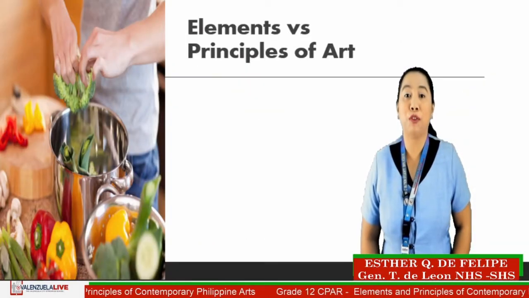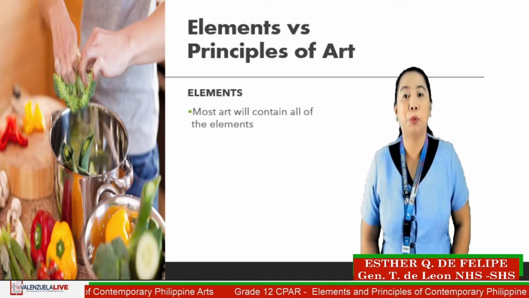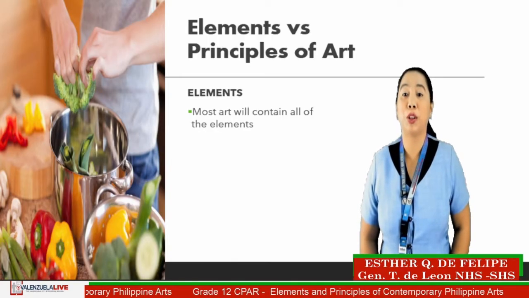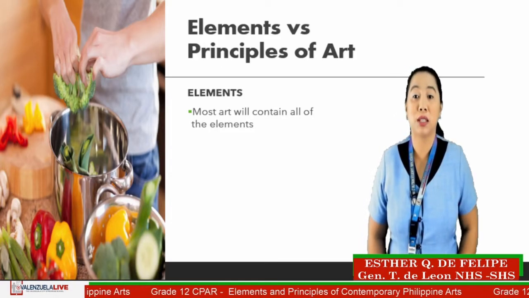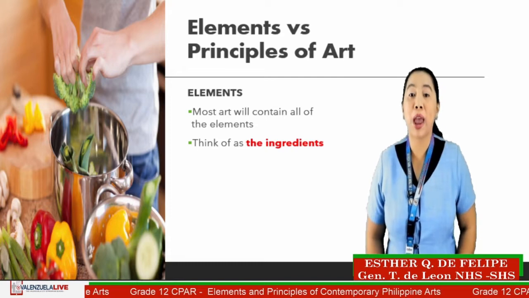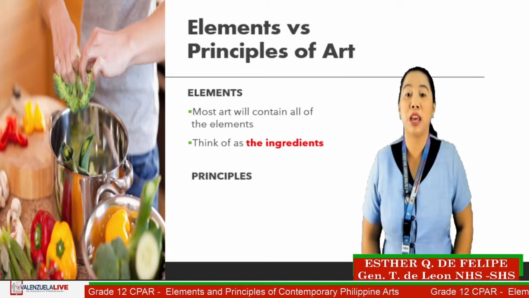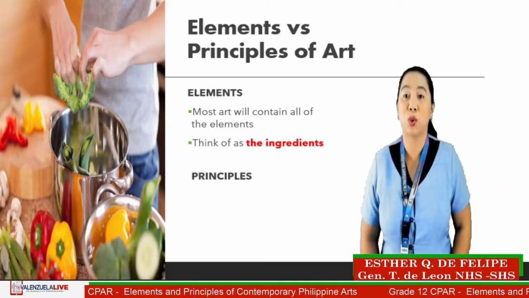To understand further, we can say that elements are the basic building blocks, or the things inside that make up a piece of art. Most art will contain all of the elements. We can compare elements to ingredients that make up a dish. Each ingredient is bringing something different to the dish.